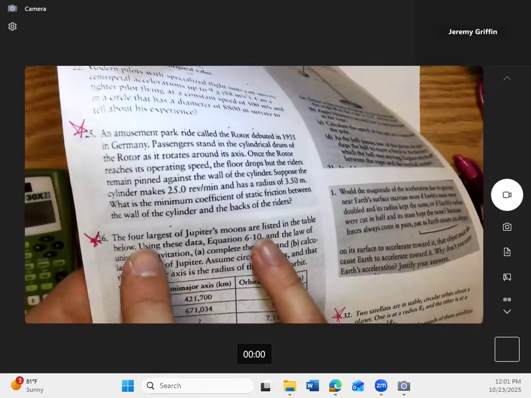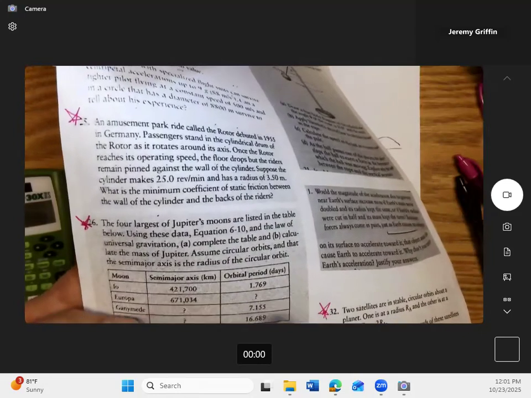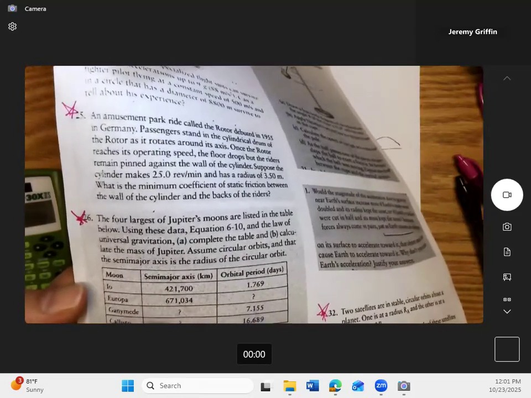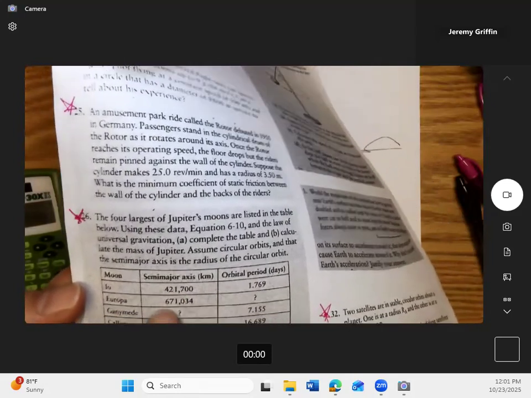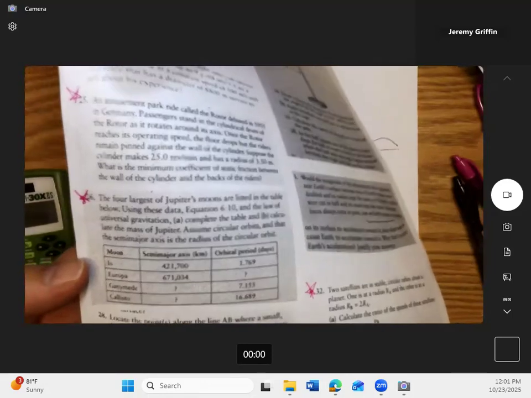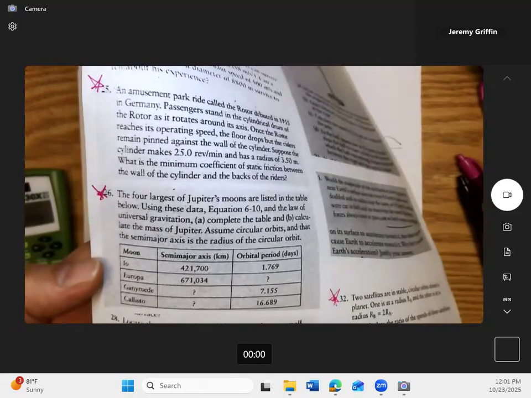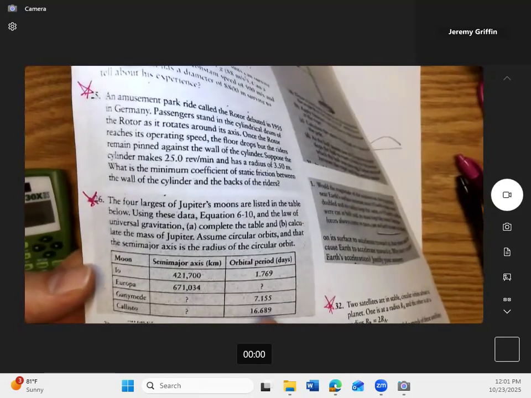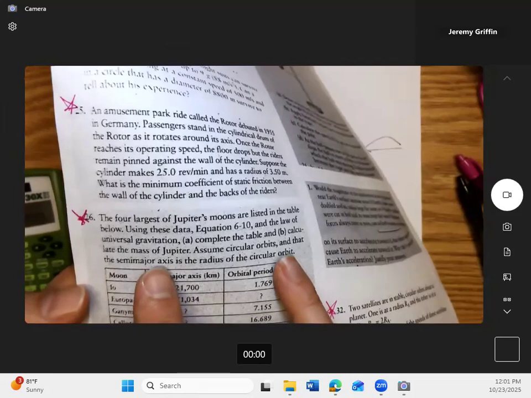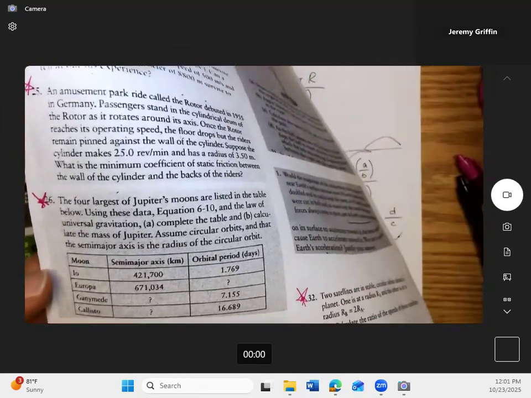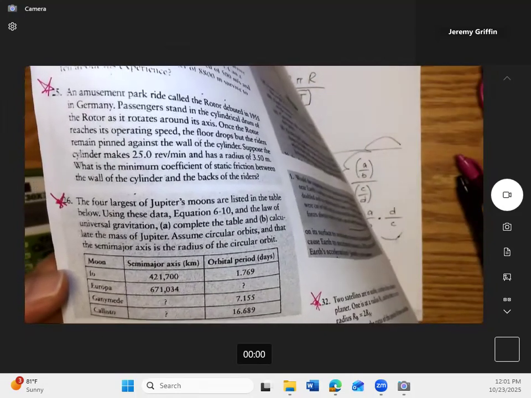The 4 largest of Jupiter's moons are listed in this table. Using this data to complete this table, okay, so we got Io, Europa, Ganymede, and Callisto, 4 moons. They say what's the semi-major axis, and let's treat the semi-major axis basically as a radius. These orbits are slightly elliptical, but we're going to estimate them as approximately circular. And there's some orbital period in Earth days. They want you to finish the rest of this table and also find the mass of Jupiter. Guys, let's just find the mass of Jupiter, and once you have that, then you apply the same math and figure out everything else on the table.